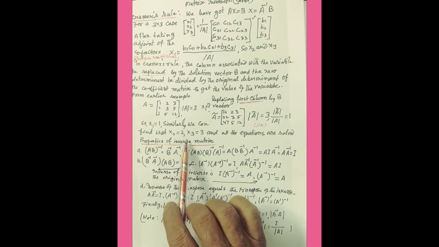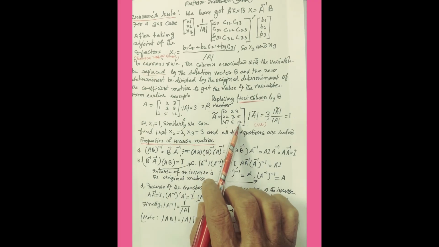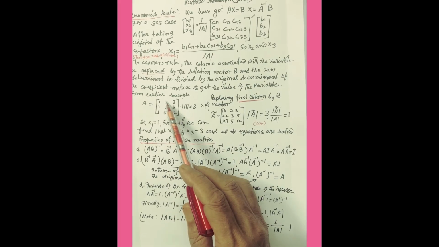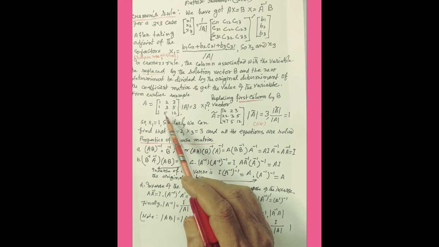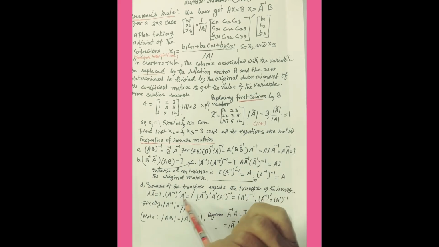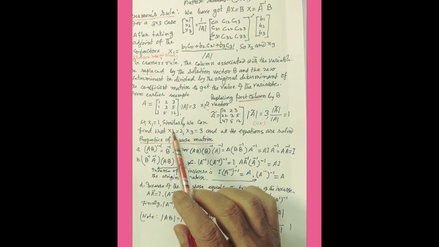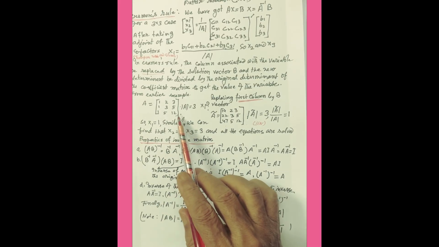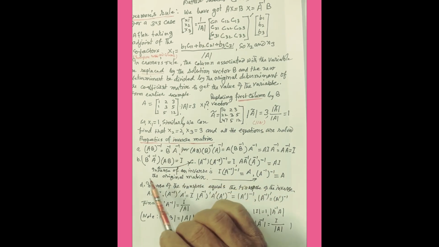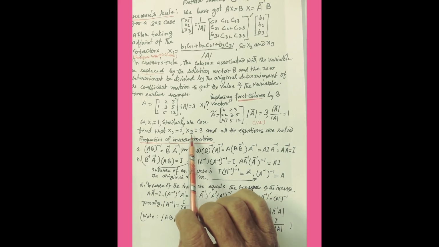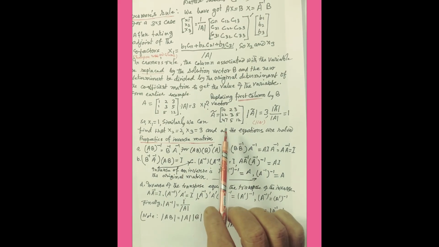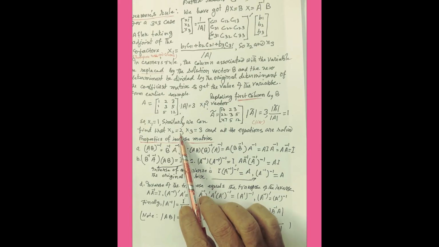So for x1 we have done this, and for x2, we'll keep it as it is, 1, 1, 1, and this particular column 2, 3, 5 will be replaced by the b vector. Then we will find the determinant of that, and that new determinant will be divided by the original determinant 3. So we will find that x2 is equal to 2. Similarly, x3 will be 3. So x1 is equal to 1, x2 is equal to 2, x3 is equal to 3.